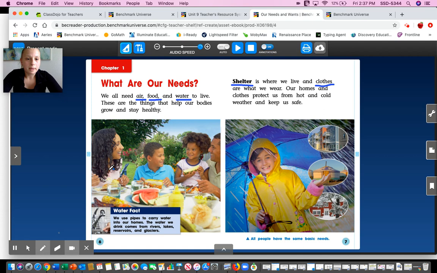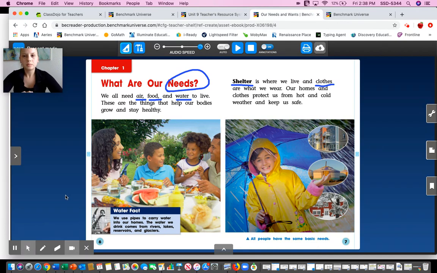Let's take a look at this big picture up here. You see a family and they're eating outside, having a picnic, and they're eating food. So that's all something that we need, right? If you look at this boy, he has an umbrella and a raincoat. Are those the things that he needs? Yes, it protects them from the rain. Let's look at the caption at the bottom. It says, all people have the same basic needs. And then it shows you a picture of shelter, a shelter here, and a shelter here. Great job.